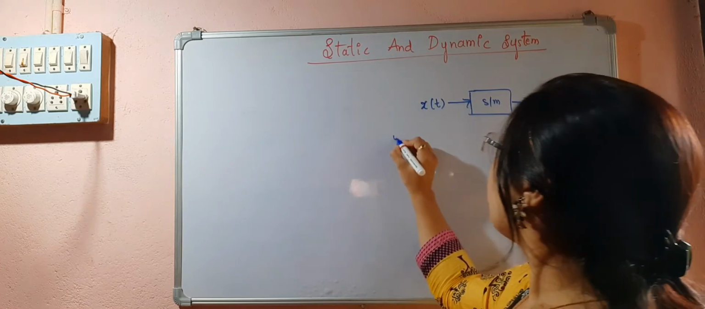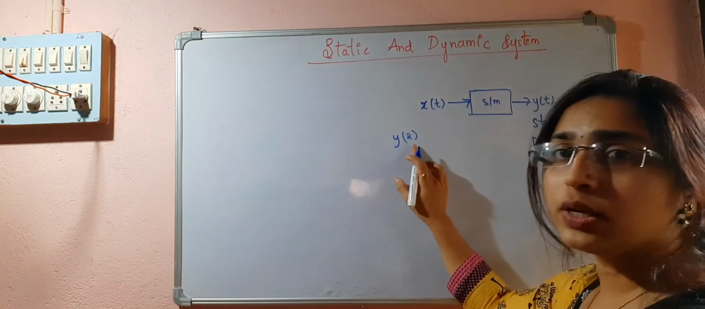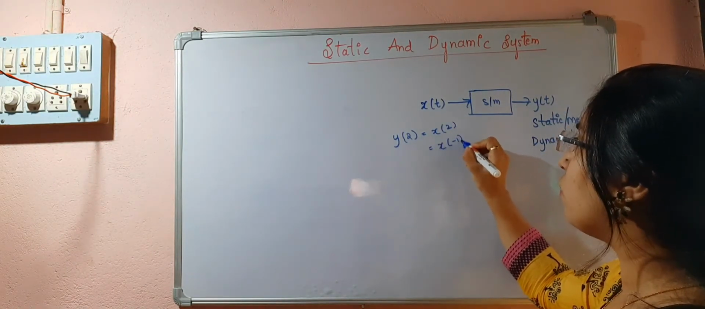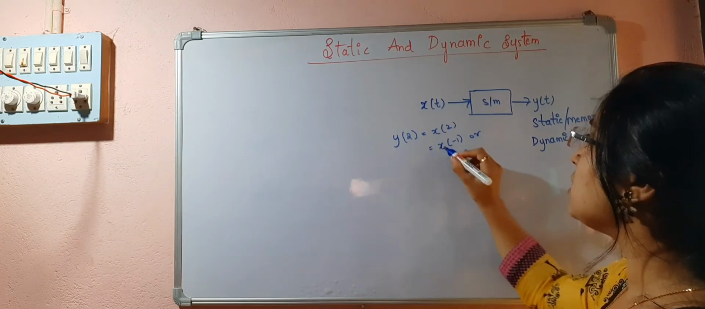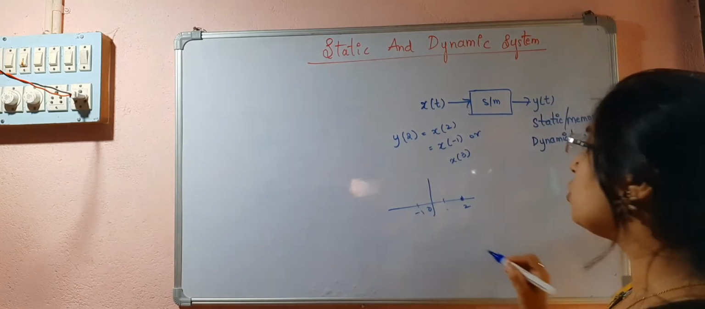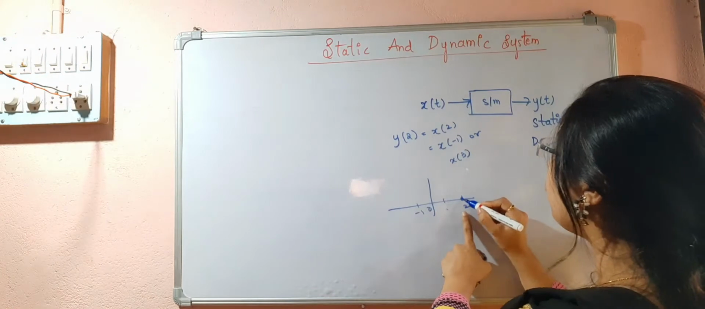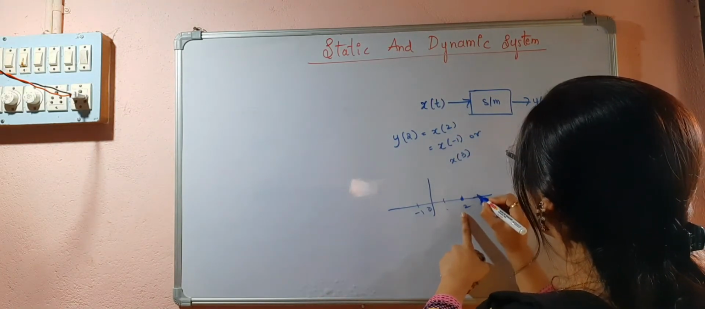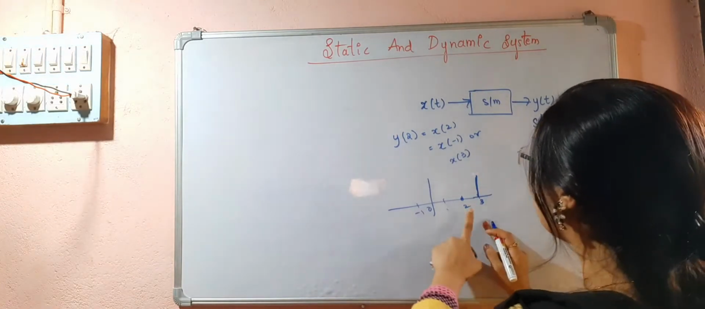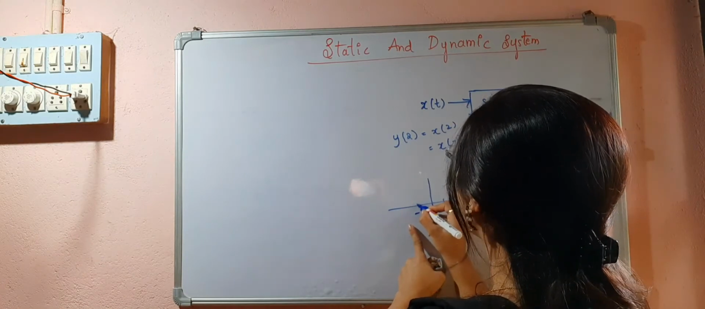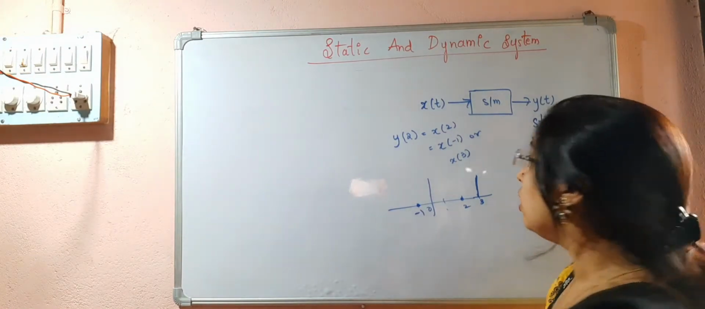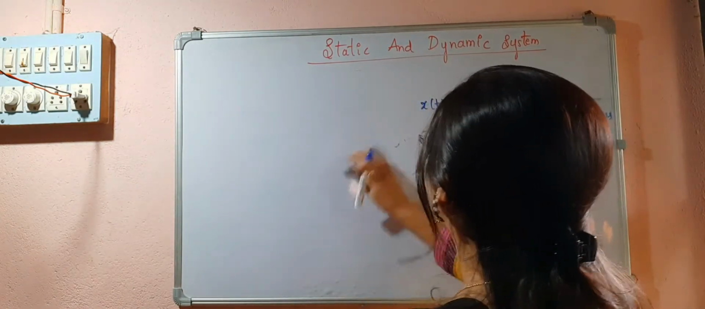That means if I am checking the value at t is equal to 2, it should depend upon the value x of 2. But if it is depending upon x of minus 1 or x of 3, that means now with respect to 2, see this 1, 2, 0 and minus 1. So now I want to check the value at this particular point. If it is depending upon this value, that means it is depending on the future value. If it wants the value at this particular point, then it is depending upon the past value. So in those cases it should possess the memory.